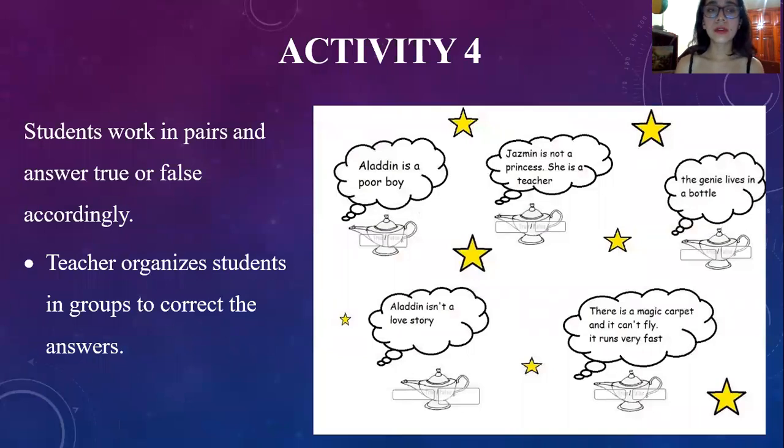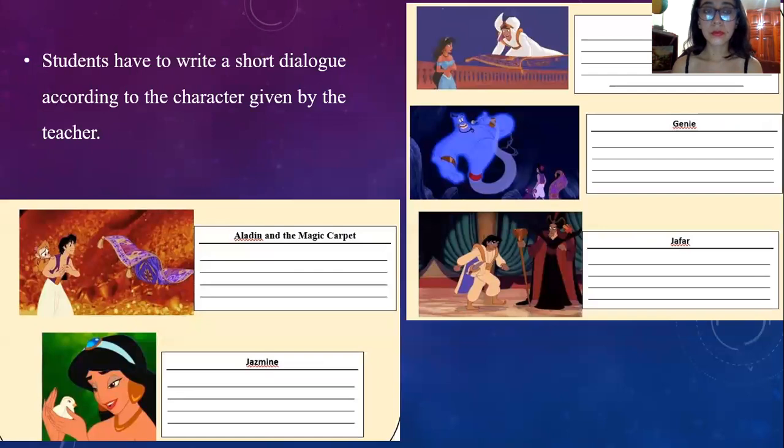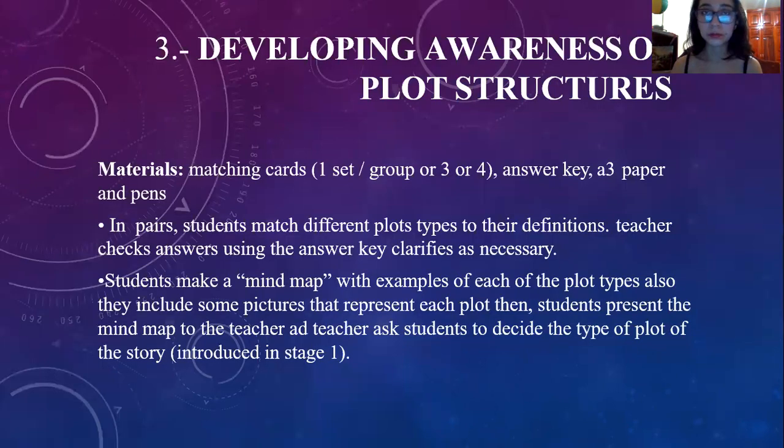In activity 4, students will work in pairs and answer true or false accordingly. So here you have on the other side the sentences, and students should respond. The teacher organizes students in groups to correct answers too. Then students have to write a short dialogue according to the chapter given by the teacher. The pictures will be a guide for students to write their own words for each scene.